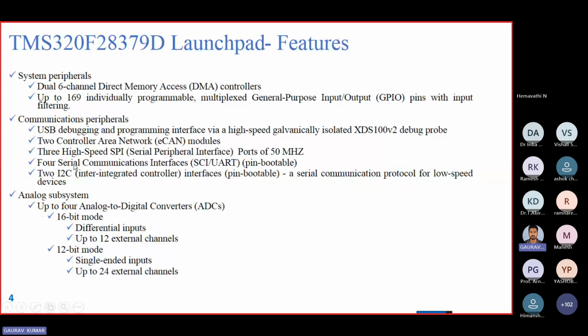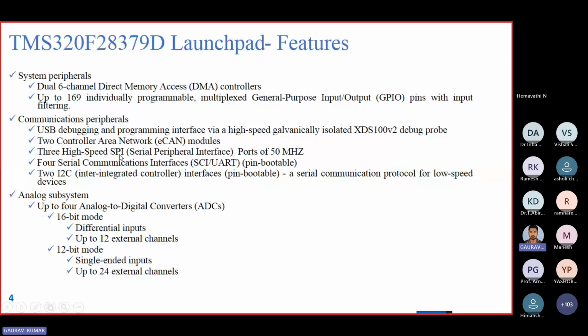And the third is three high-speed serial peripheral interface ports of 50 megahertz. Okay, so we have three high-speed serial peripheral interfaces. This means if we have to communicate from the C2000 microcontroller to high-speed devices like sensors, ADC-DAC modules, or another microcontroller, then these modules are very helpful. Its speed is, you can see, 50 megahertz, which is very high.